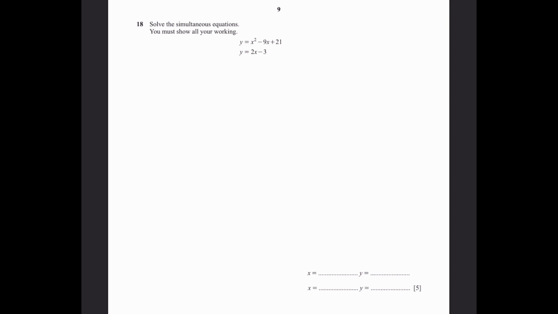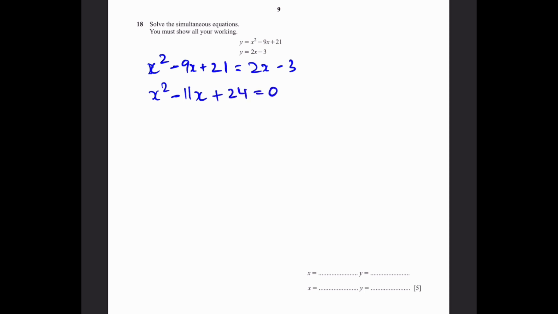Question 18. Solve the simultaneous equations. You must show all your working. Y equals x squared minus 9x plus 21. Y equals 2x minus 3. Because both of them have y as the subject, that means we can equate these two. X squared minus 9x plus 21 equals 2x minus 3. We can bring this to the other side. Now, x squared minus 11x, because minus 9x minus 2x combined, plus 24 equals 0.